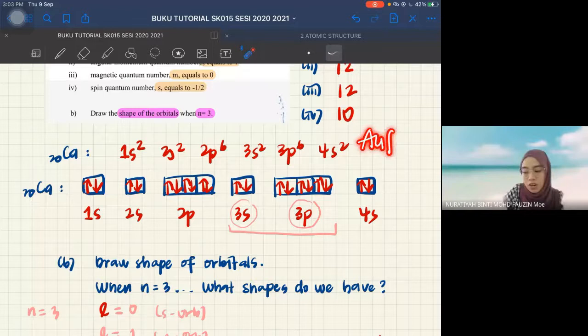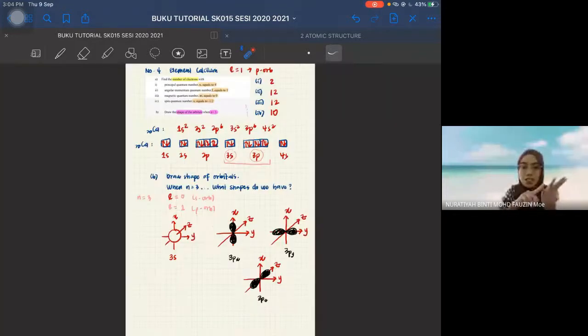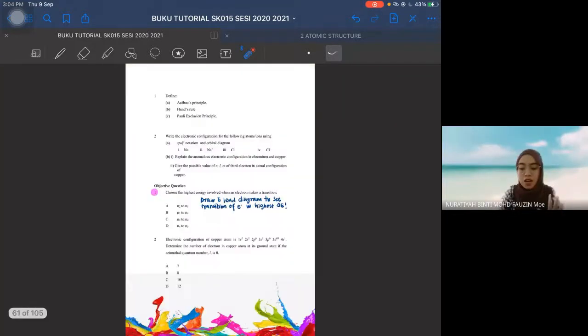Aufbau principle gives you the arrangement, okay, increasing order arrangement of your orbital energy. Awak akan fill in dari lowest to highest. So dia punya arrangement tu bukannya 3s, 3p, 3d, baru 4s. Tapi it is 3s, 3p, 4s, 3d. Okay, so memang ada specific arrangement lah.